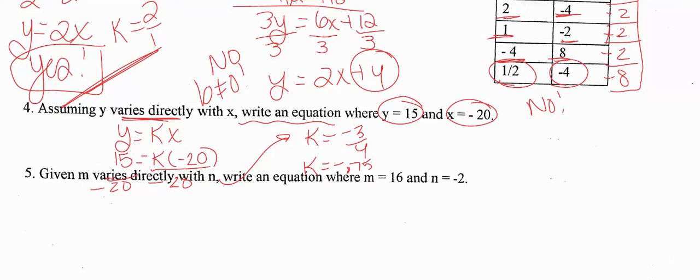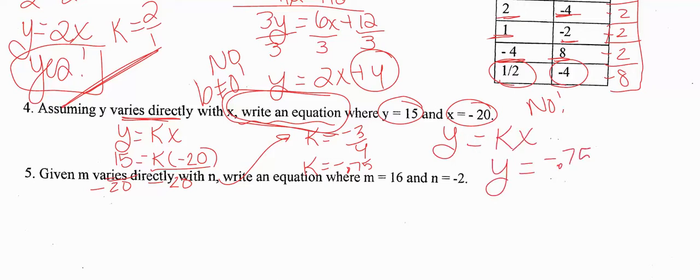I don't care if you give me a decimal or a fraction. Fractions, you know, I always prefer. However, decimals are okay. If you circle this as your answer, you're losing points because you have to write the equation, y equals kx, and I have to replace k with negative 0.75x, or negative 3/4x. Okay?